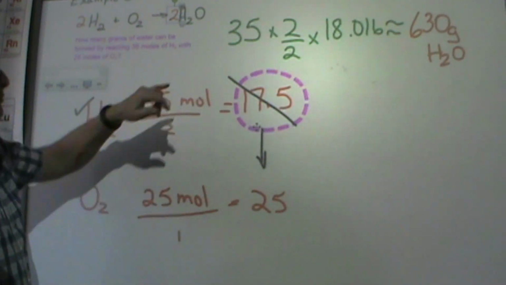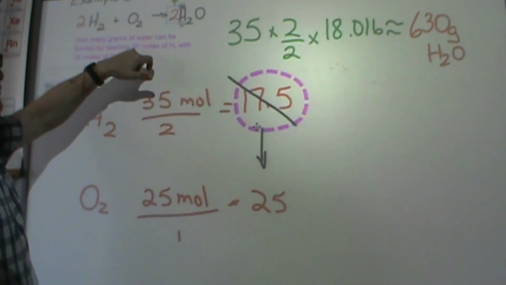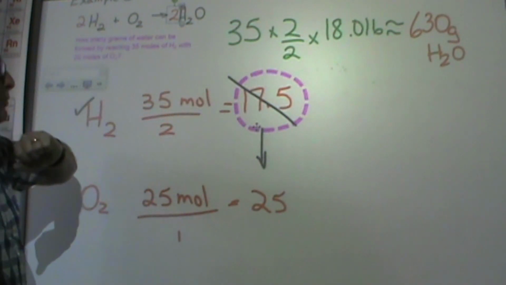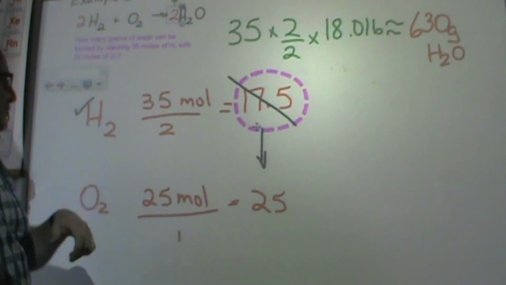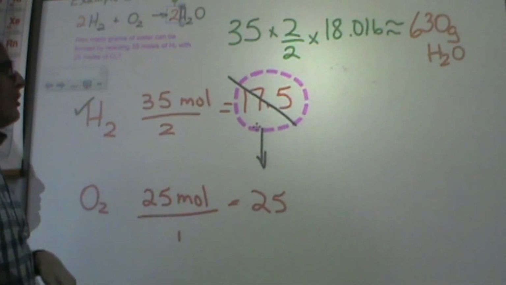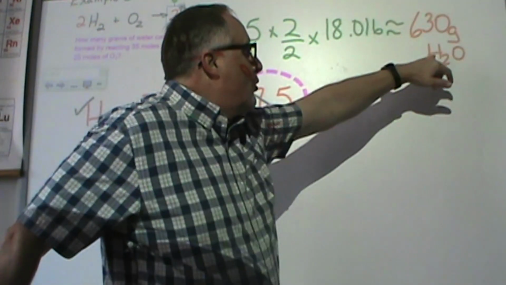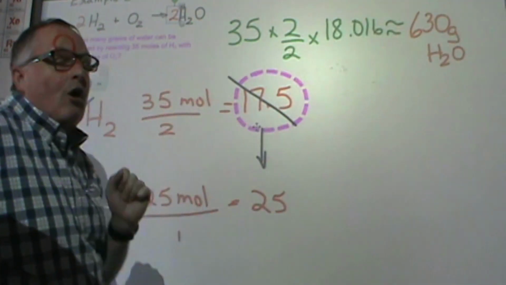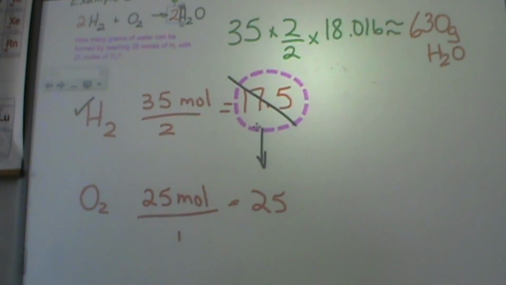But if you want to just go through and write the stoichiometry for the 35 moles and for the 25 moles and see what you get, if you did it for the 25 moles, you would actually come up with more grams of water than that. Always choose the smallest one.